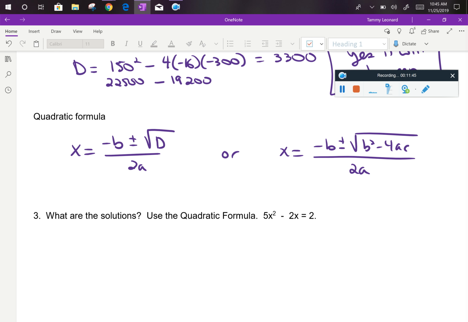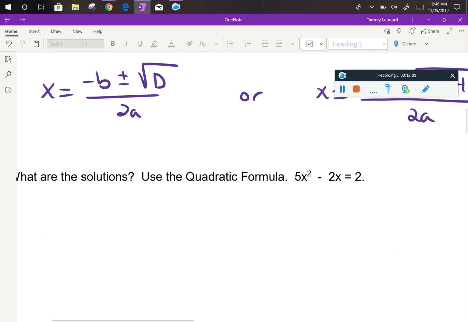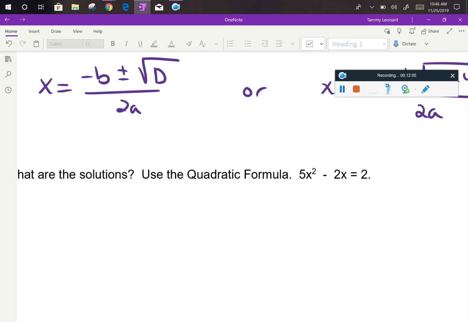Okay. So now this is used when we actually want to know the solution to something, okay? Not just what type of solution or whether or not the solution exists, but what the solution actually is. So we're asked, what are the solutions? Use the quadratic formula, and we have this quadratic equation. So step 1, the equation has got to be set equal to 0. We can't solve it, only solving by completing the square, if we don't have 0 on one side. So we're going to have 5x squared minus 2x minus 2 equals 0. And we're going to do the quadratic formula.